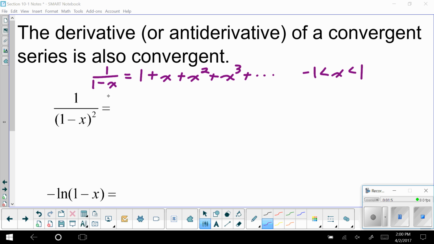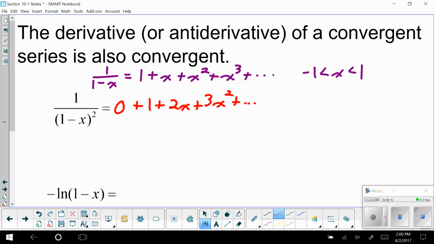Well, if I take the derivative of the left side of this equation here, I have to take the derivative of the right-hand side. Well, derivative of 1 is 0. Derivative of x is 1. Derivative of x squared is 2x. Derivative of x cubed is 3x squared. And so on.